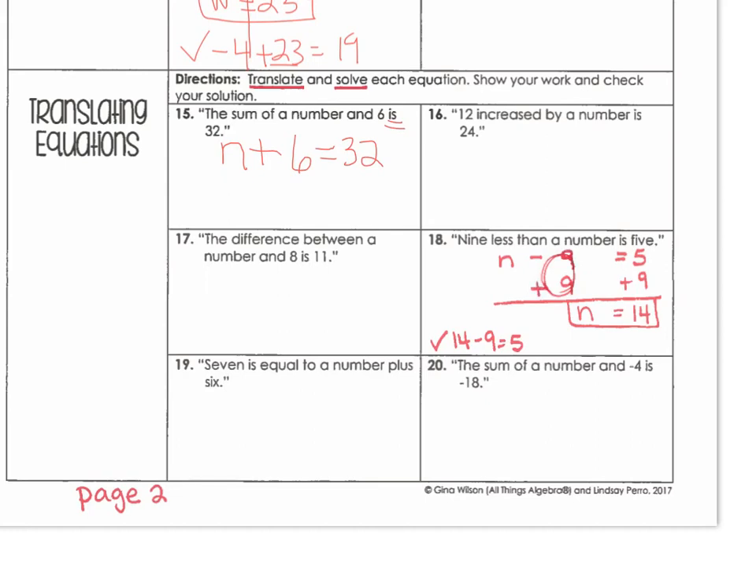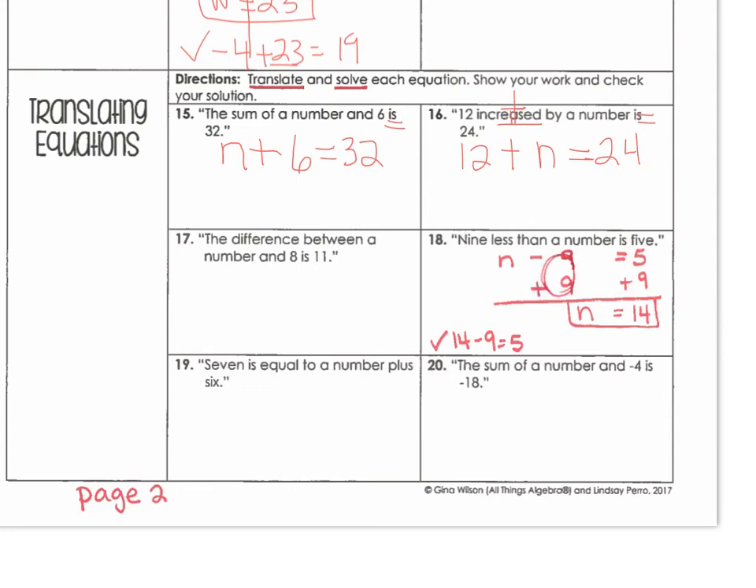Okay, number 16, 12 increased by a number is 24. So 12 increased means to add, and is to equal. So 12 plus a number is 24. So equals 24.